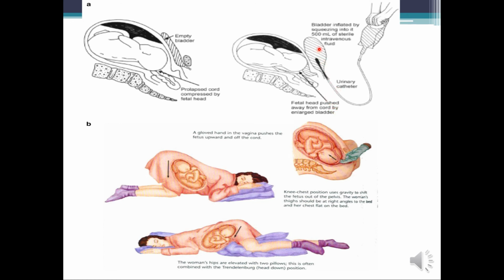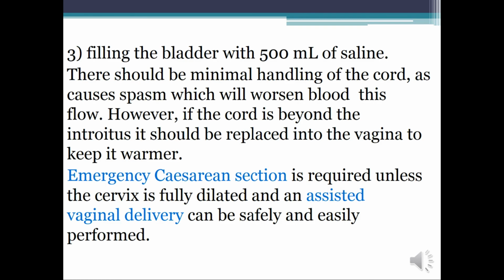The bladder can also be inflated by instilling 500 ml of saline. So when we fill the bladder, we can push the presenting part to prevent pressure on the prolapsed cord. With filling the bladder with 500 ml of saline, there should be minimal handling of the cord, as it causes spasm and will worsen the blood flow.